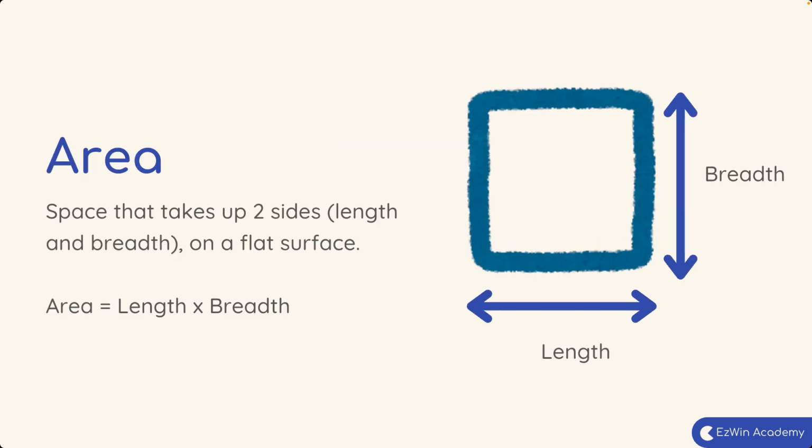Good start. The next thing is you probably heard of area, which is a space that takes up two sides, the length and the breadth. So from top down and left to right. This is on a flat surface. So usually an area is equal to length times breadth.